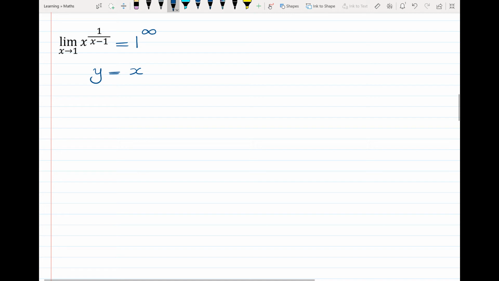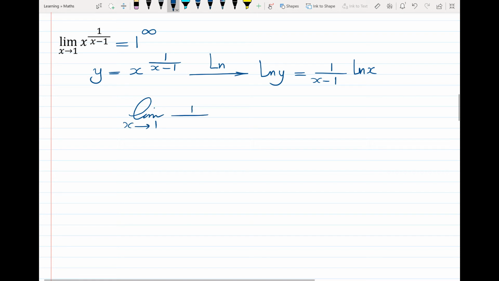the expression in front of the limit something like y, and so we have y equals x to the 1 over x minus 1. If we take ln from both sides of this relation, we get ln of y equals 1 over x minus 1 times ln of x. Now we have to find the limit of 1 over x minus 1 times ln of x as x approaches 1.